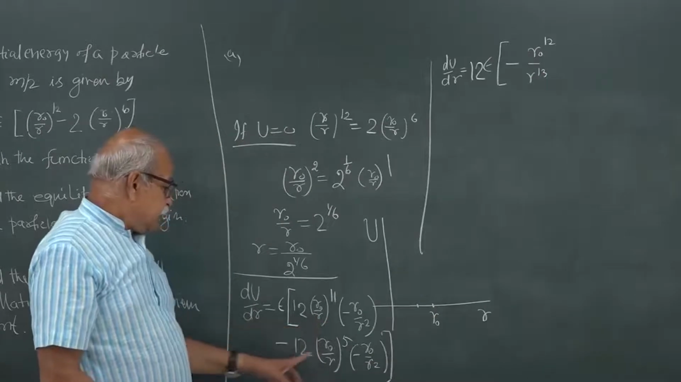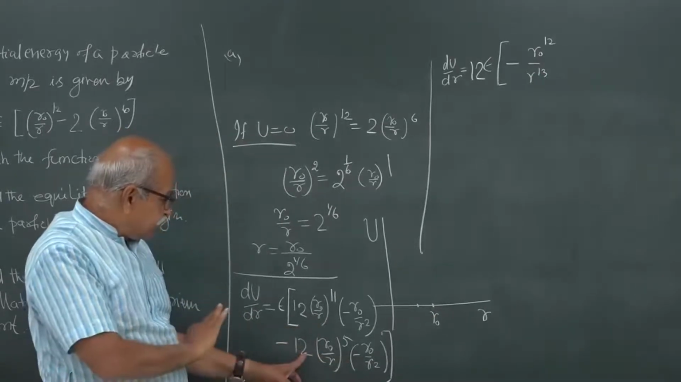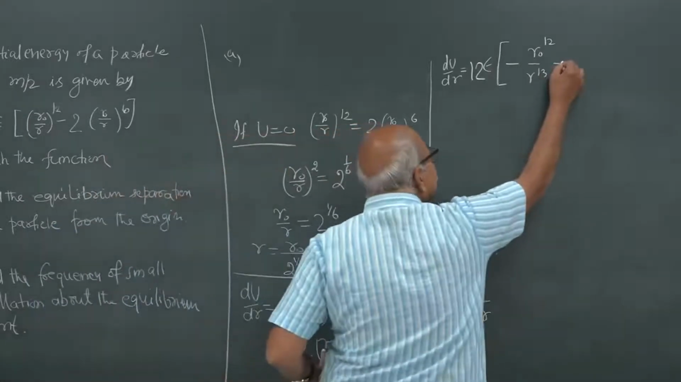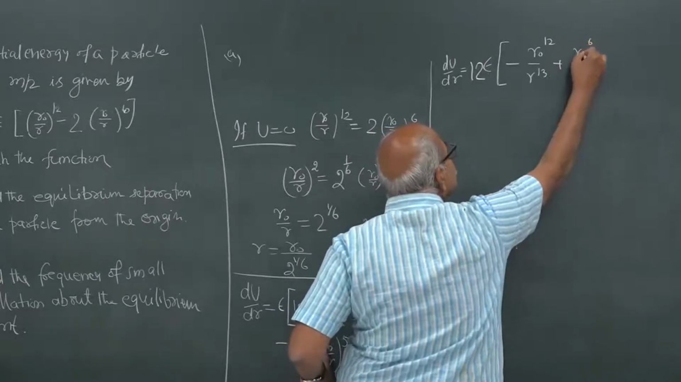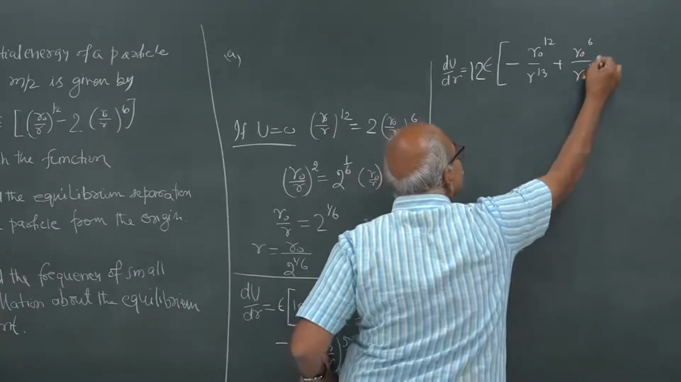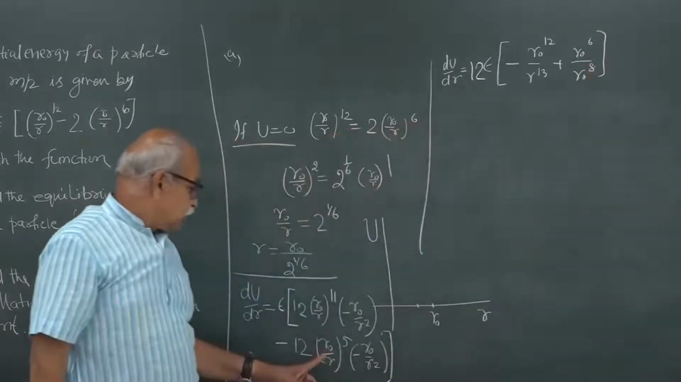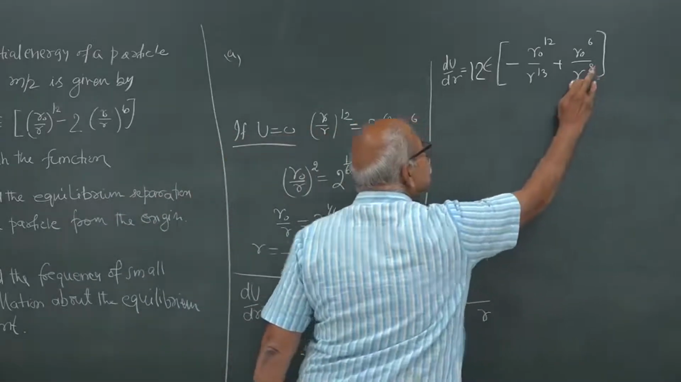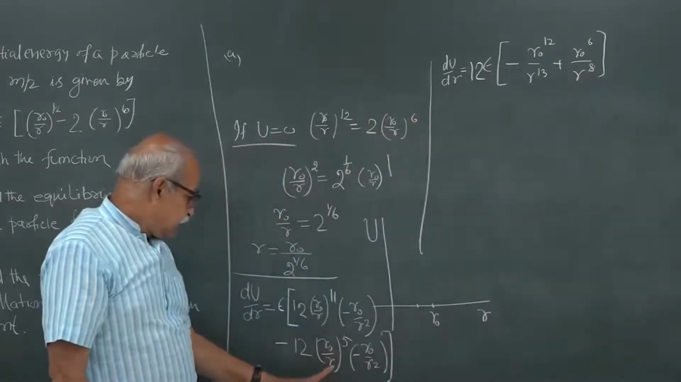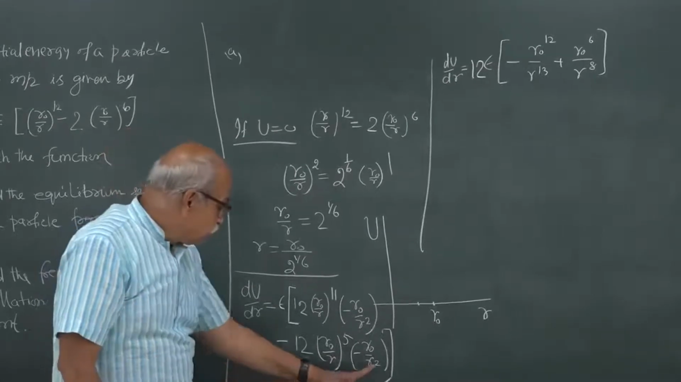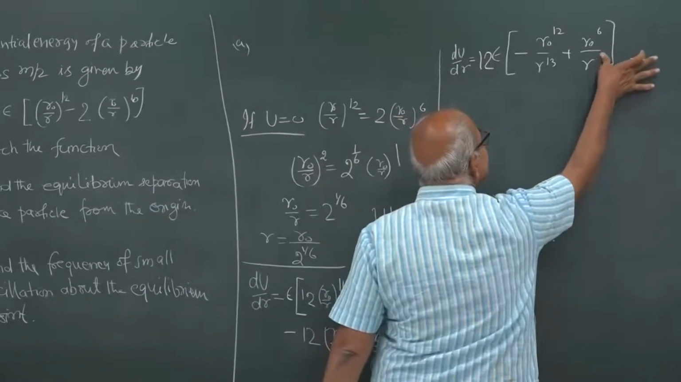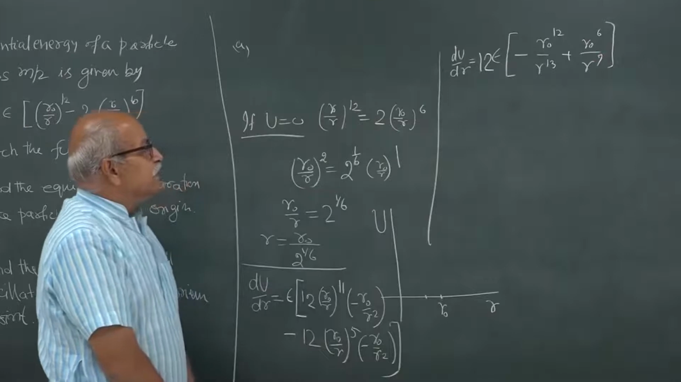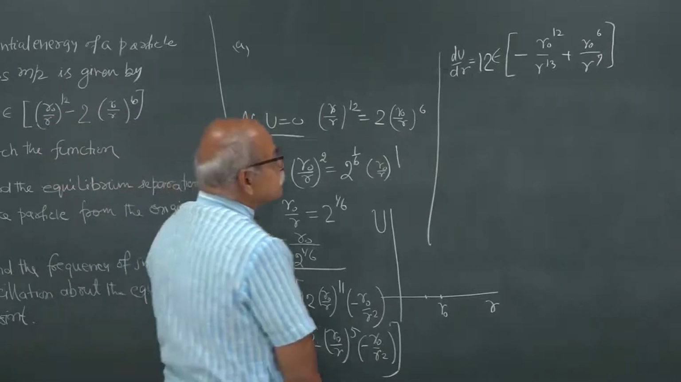and then here you have plus, and 12 we have already taken. So, plus r naught to the power 6 and divided by r naught to the power 8. r naught to the power 6 divided by r to the power 8 divided by r to the power 5 from here and r to the power 2 from here. So, r to the power 7. This is du by dr, right.